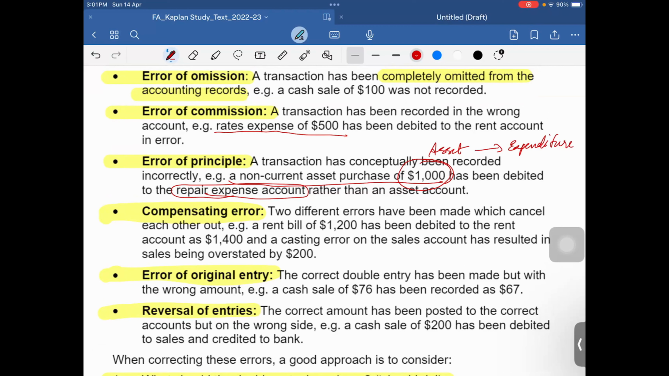Next one is compensating errors. Suppose you have committed an error and wrongly debited something of 1,200, and you have committed another error and wrongly credited 1,200. In this way both get compensated, and it gets nullified. Whatever you have debited, you have credited again. Both are mistakes, and these two mistakes together make it compensated.